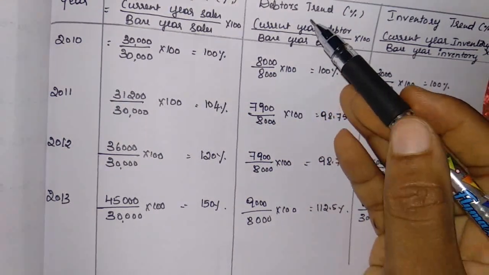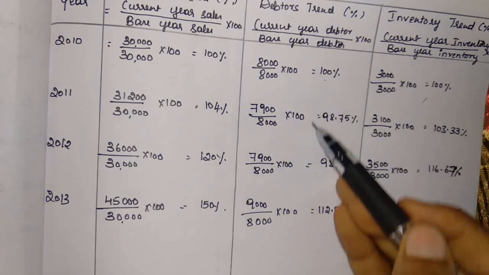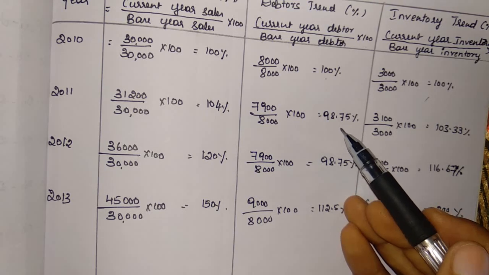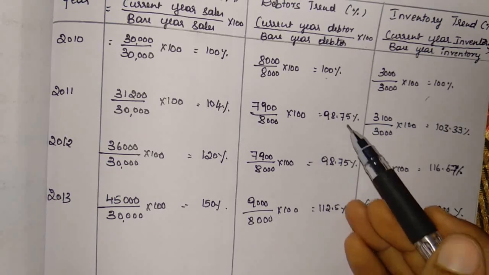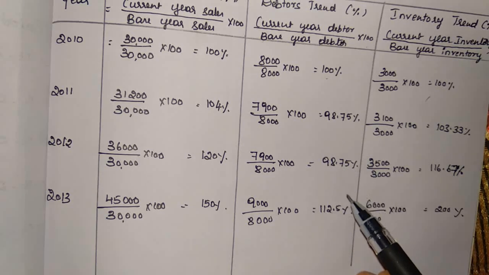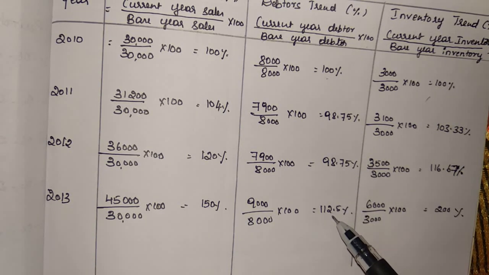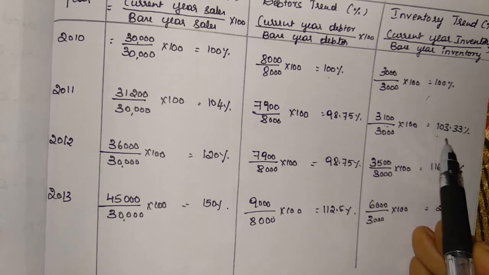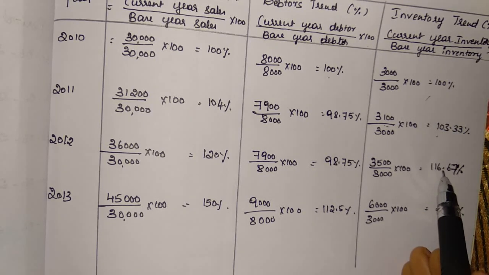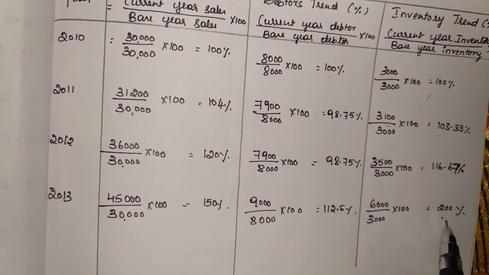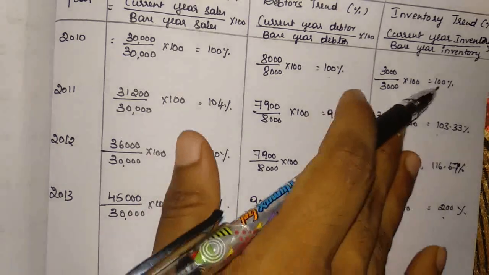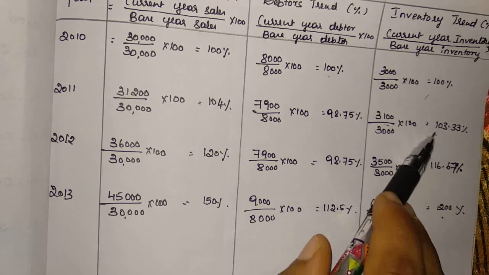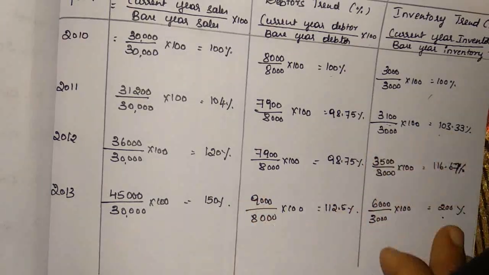Then debtors trend. Initially it was 100%. That is the base year only. And we are comparing. The amount of debtors is fluctuating. It has come down in the first 2 years, and it increased to 112.5% in the third year. And inventory for 2011 and 12 has increased very moderately, but in the year 2013 inventory went up to 200%. So there is no order. Sometimes it is increasing, and that trend is not orderly. It is highly fluctuating.